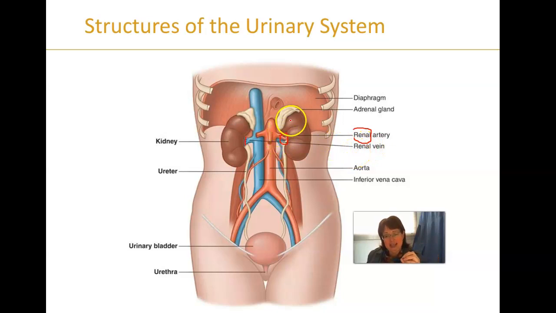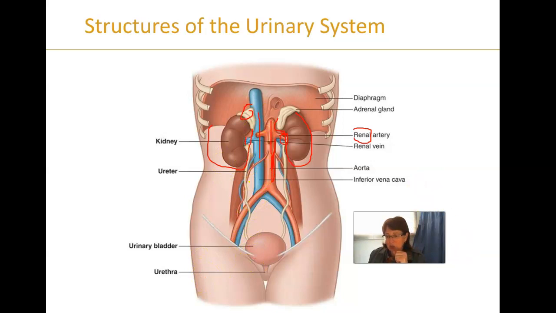So you've got the kidney, which is this kidney-shaped organ, and there's 2 of them, one on each side. Here's the adrenal gland on top, and it's coming off the aorta, and then it goes back on the inferior vena cava. So very good blood supply.